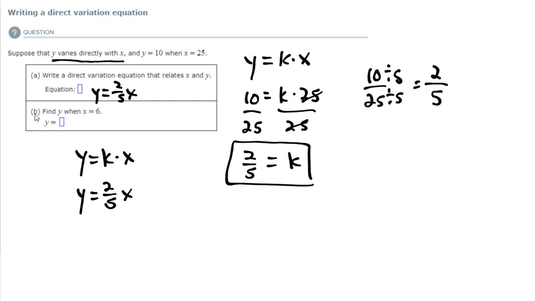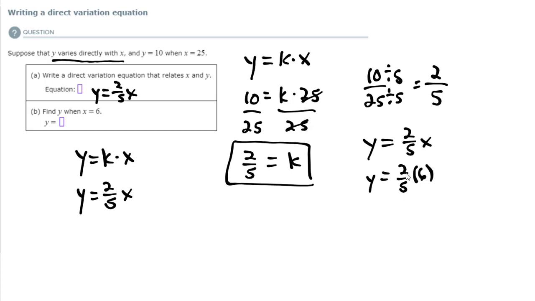Part B is saying, okay, now that we have our equation, they want you to come up with the value of y. How much is y when x equals 6? So now all you have to do is replace x with 6 in your equation that you found and simplify it. So I'll do that work over here. Y equals 2/5 x. I replace x with the answer that they're saying, x is 6. So I substitute that in.